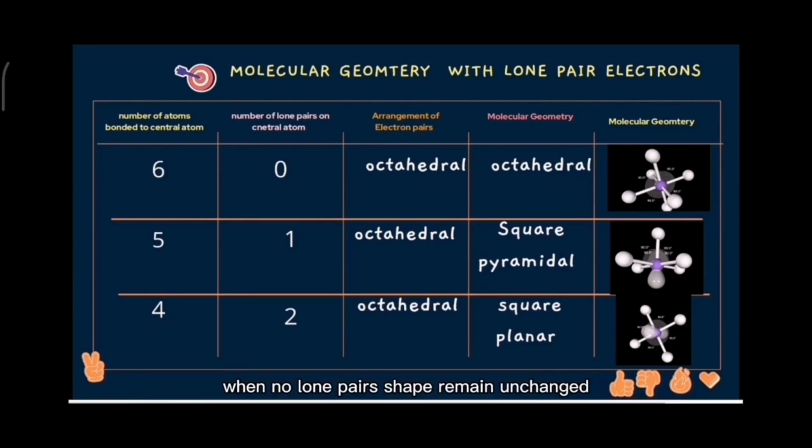It goes the same as well: when there is no lone pair, the shape remains unchanged. When there are 5 bonding pairs but 1 lone pair, the shape changes due to the disruption of the lone pair. So the shape turns to form square pyramidal, while the system with 4 bonding pairs and 2 lone pairs forms square planar.